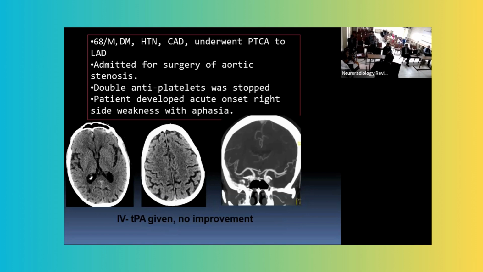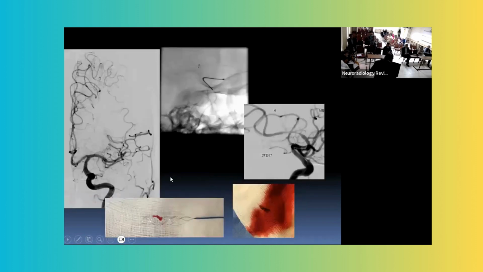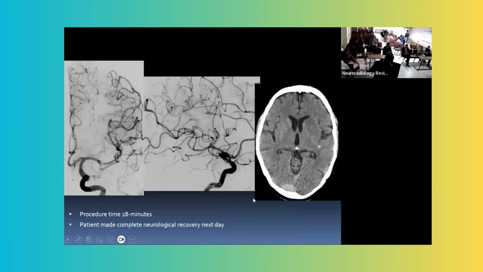In this case, if you compare the right and left side, there appears to be occlusion of the M2 branch of the left MCA. There is paucity of branches. So I did a conventional cerebral angiography. Again, there is no adequate revascularization. I used a destination sheath, and then I passed a stent retriever, in this case a Solitaire, and the clot was retrieved, and this was the clot. The procedure time was approximately 28 minutes, and the patient, alhamdulillah, made complete neurological recovery. Next day, post-procedure CT showed no hemorrhage.